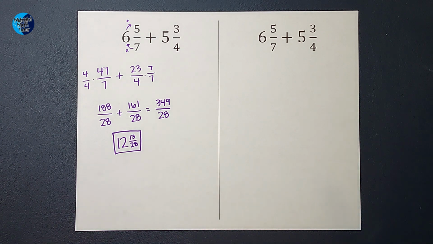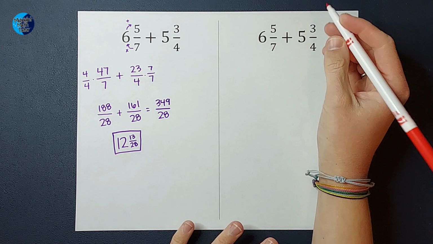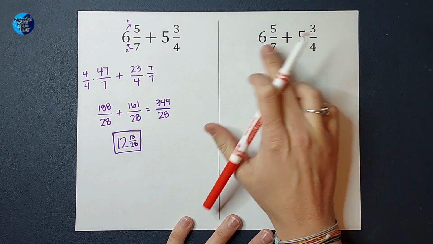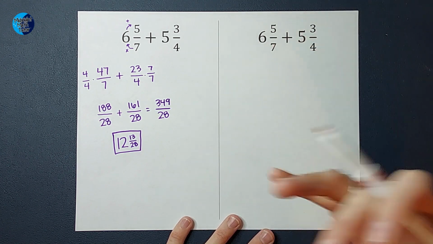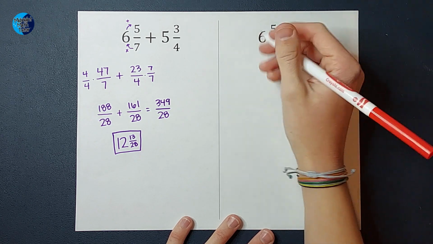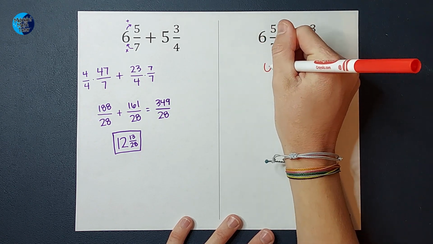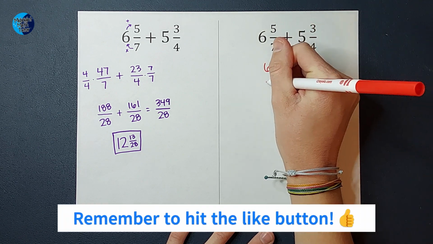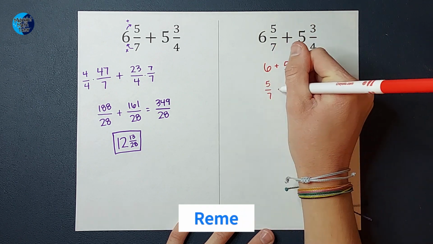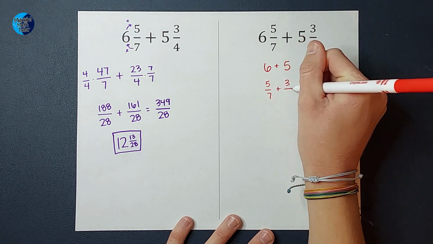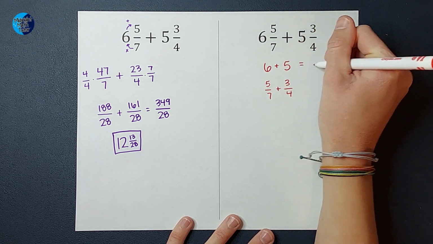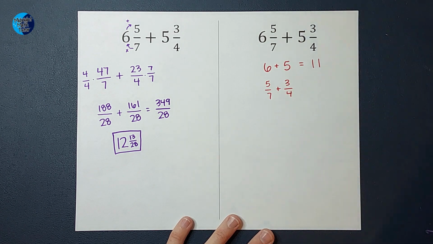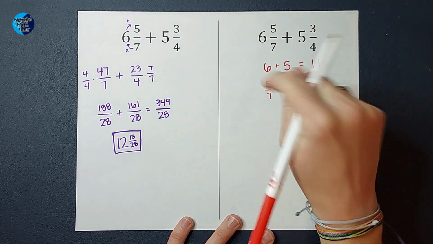Okay, but let's find another way to do this because that way was a little, I don't know, a little something. Okay, so this one, I'm going to add my whole numbers first. I'm going to add 6 plus 5. Okay. And then I'm going to add 5/7 and 3/4. Okay. This might make it a little bit better. We'll see. So 6 plus 5 is 11. Okay. Now let's add these guys.